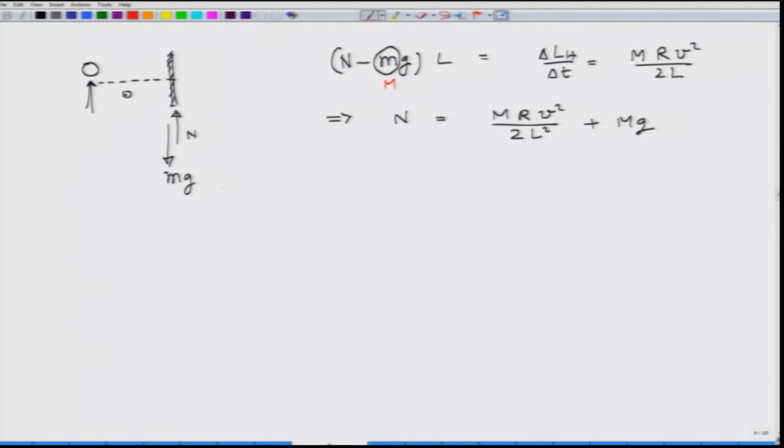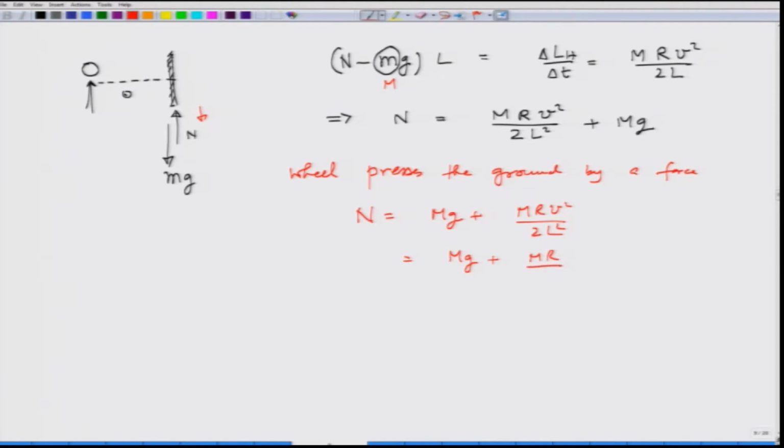So, you see the normal reaction of the ground is larger. If the normal reaction of the ground is larger, that means the wheel also must be pressing it by that much force. So, wheel presses the ground by a force N equals mg plus mr v square over 2L square, which I also can write as mg plus mr over 2 omega square. So, you see it helps in grinding.